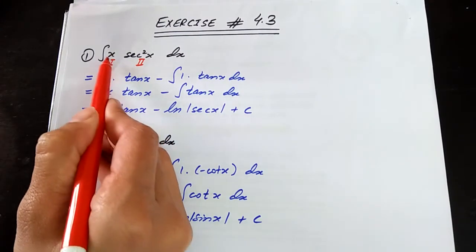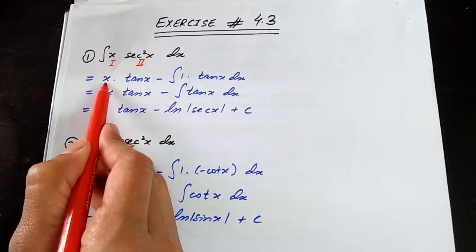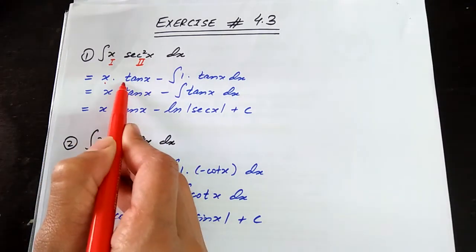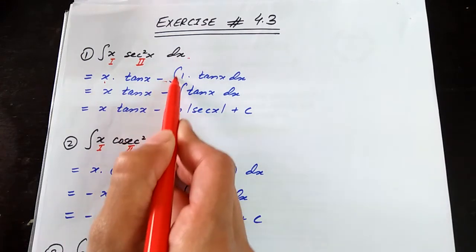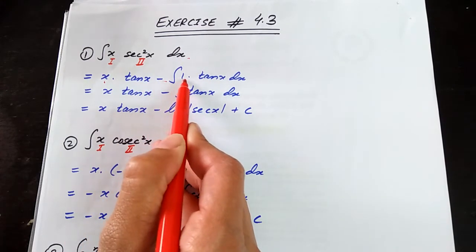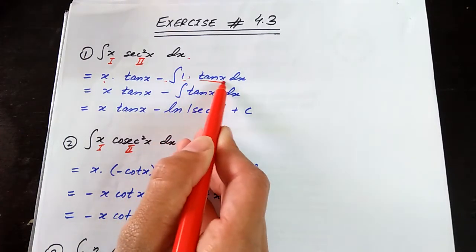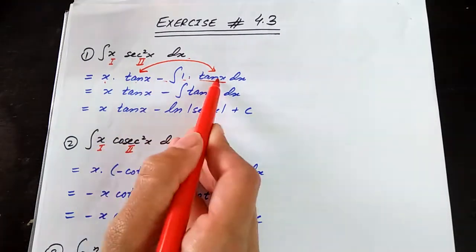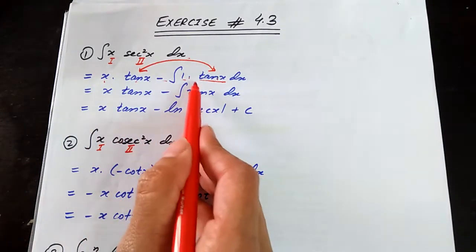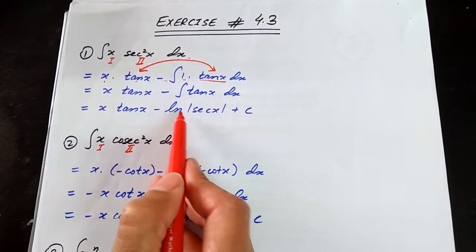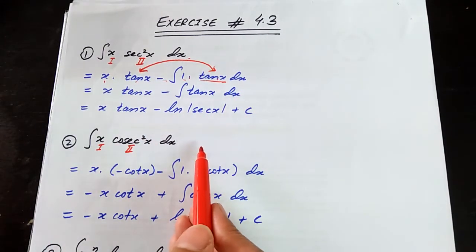So just consider first function as x and secant square of x as second function. Use the formula: first function into integration of second function. Integration of secant square of x is tangent x, minus the main integral sign, derivative of first function into integration of second function, that is this same thing, dx. Now just simplify it. We will be left here with integral tangent x, that is equal to ln secant of x, and the rest of things will come as it is, plus constant of integration.